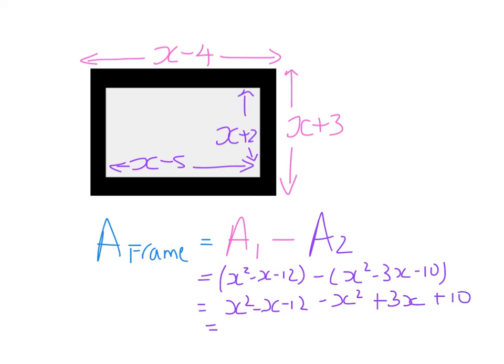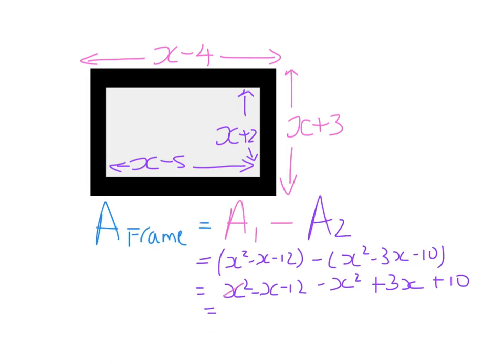And then when I simplify, I've got x squared take away x squared, so I have no x squareds left. I've got negative x plus 3x, which will give me 2x. And I've got negative 12 plus 10, which gives me a negative 2. So the area of that black border is 2x minus 2, whatever the units are, meters squared or centimetres squared.